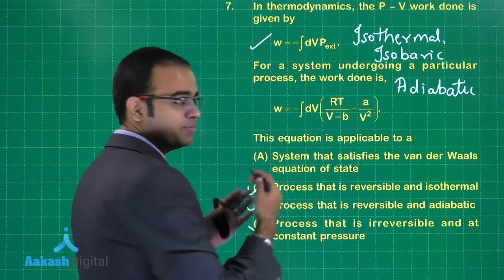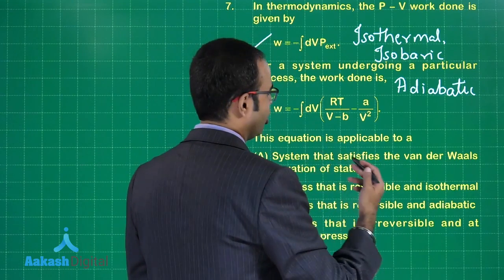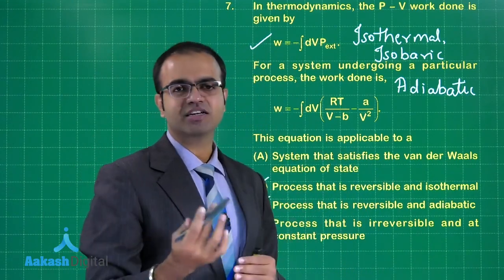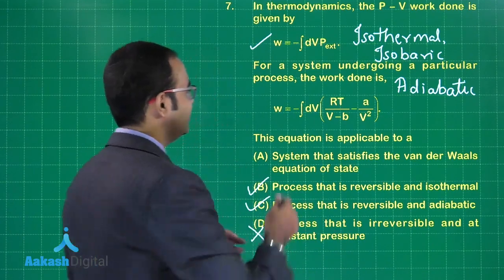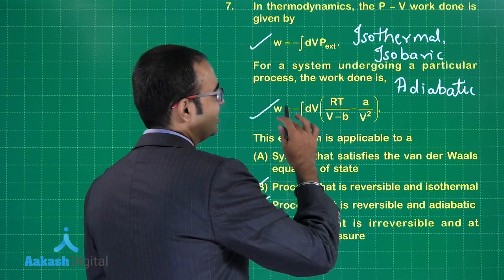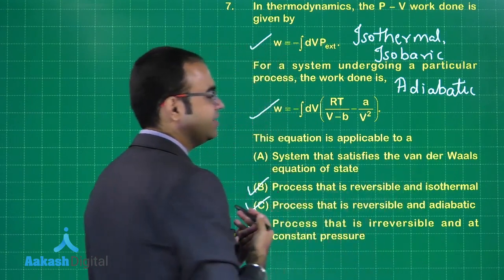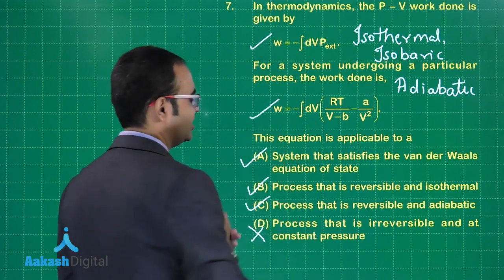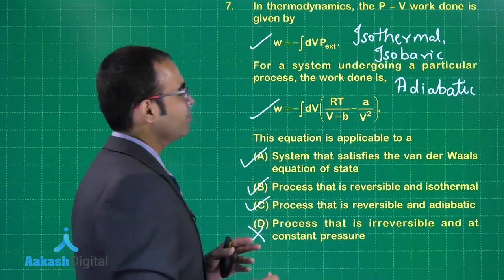Let us go back to option A, that says a system that satisfies van der Waals equation of state. Now here what we do is, if I substitute P external from van der Waals equation, then I'll get this equation, guys, right? And is this equation applicable for a system that satisfies van der Waals equation of state? The answer is yes, guys. Okay, so the answer to this question is A, B and C, guys.